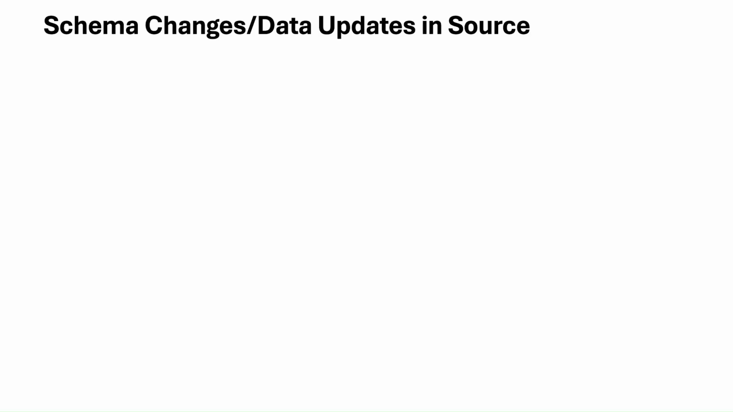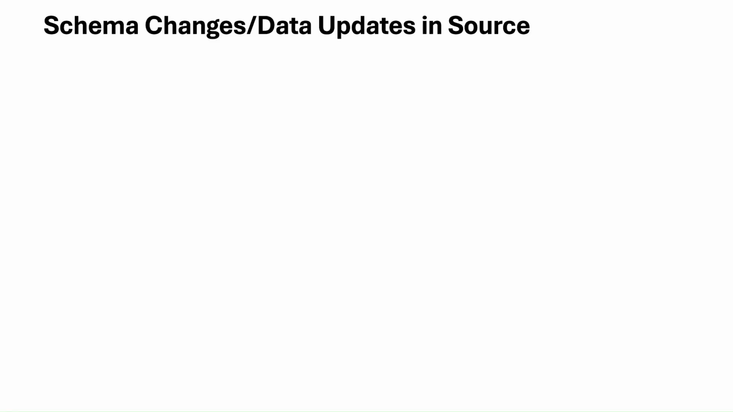Now, one question which arises in anyone's mind when we use the Fabric shortcuts: what happens when the source schema changes, or any data is updated or deleted in the source? How much time will it take to refresh the data in Fabric? Of course, they are just symbolic links, but is there any kind of latency involved?